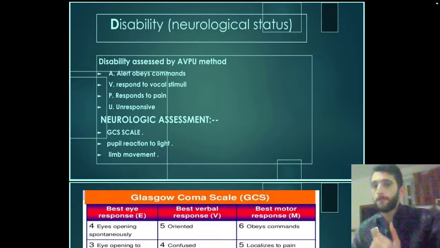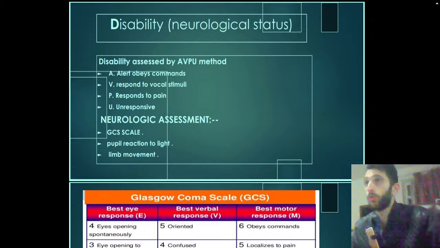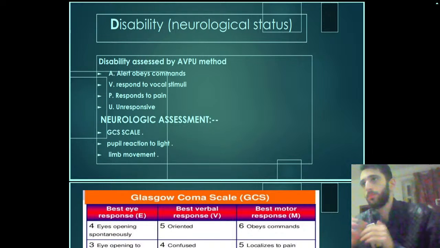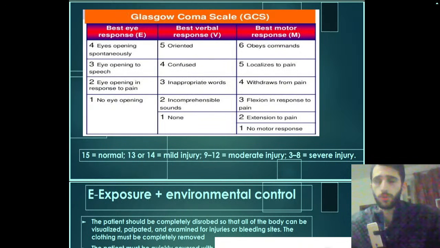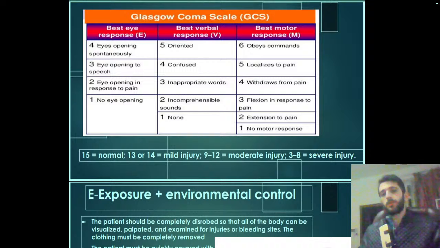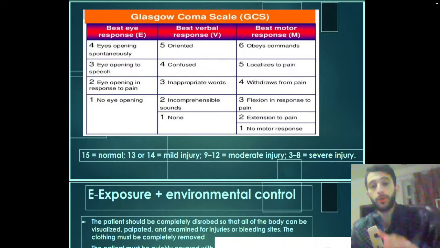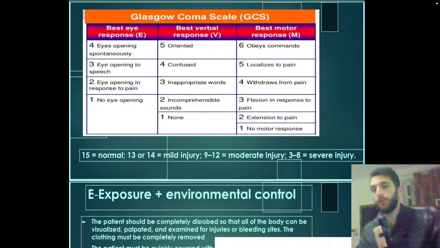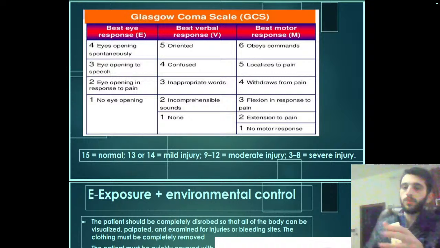Disability should be inspected using the AVPU method: alert, response to voice, response to pain, and unresponsiveness. Neurological assessment includes the GCS scale, pupil reaction to light, and limb movement. This is all important for you to understand this subject. This is the Glasgow Coma Scale, for many people to understand.